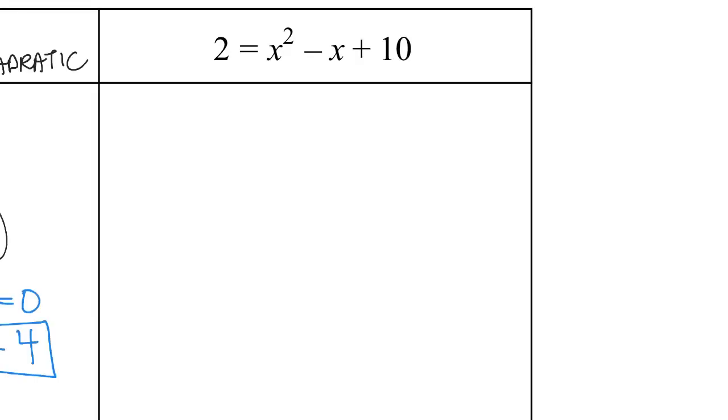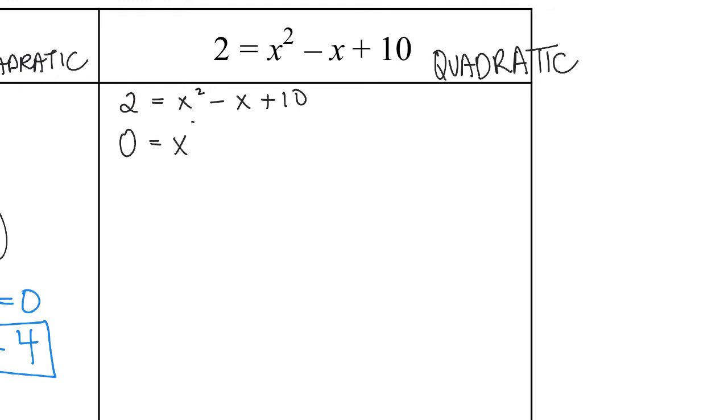And our third equation here, we know that this is also going to be quadratic because if we check the degree of the highest exponent that we see, we have a degree of 2. So that tells us this is quadratic. Similar to what we did before, we need to bring all of our terms onto the same side in order to set our quadratic equation equal to 0. So that means we need to take this value of 2 and bring it over. So that's going to give us 0 equals x squared minus x plus 10 minus 2. And then if I collect like terms, I'll get x squared minus x plus 8.